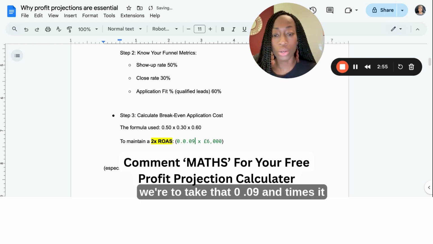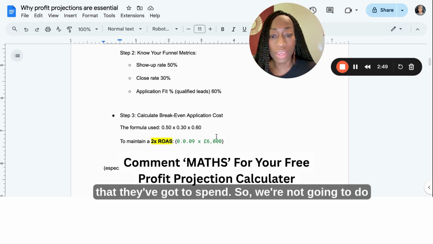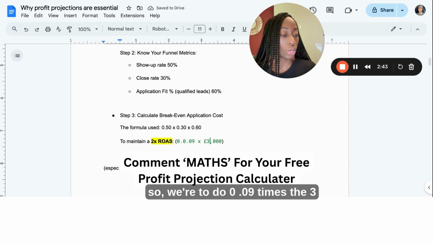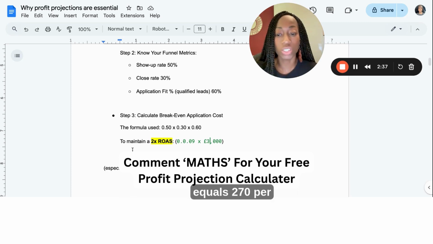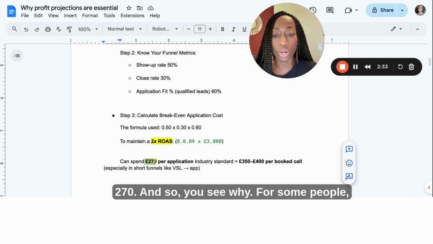So we're going to take that 0.09 and times it by the amount that they've got to spend. So we're not going to do 6,000, it's going to be 3,000. And so we're going to do 0.09 times the 3,000 that they can afford to spend, which equals 270 per application. So they can actually spend up to 270.